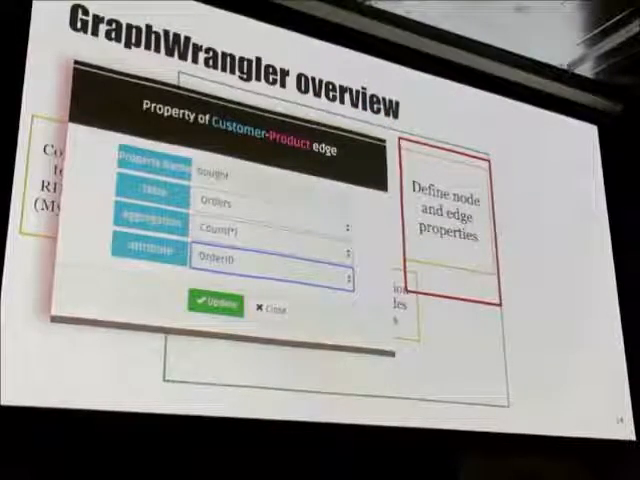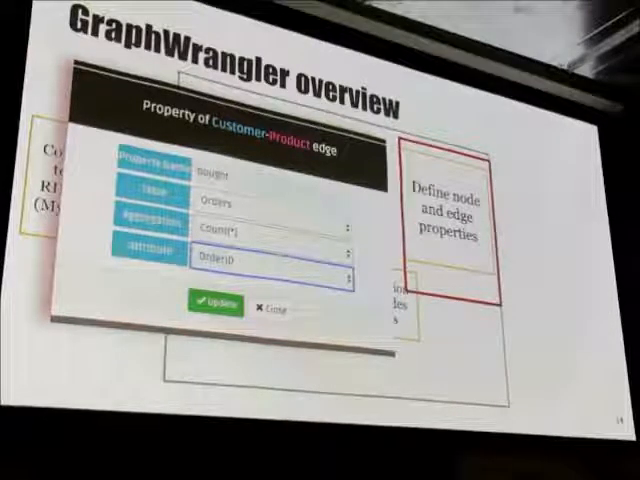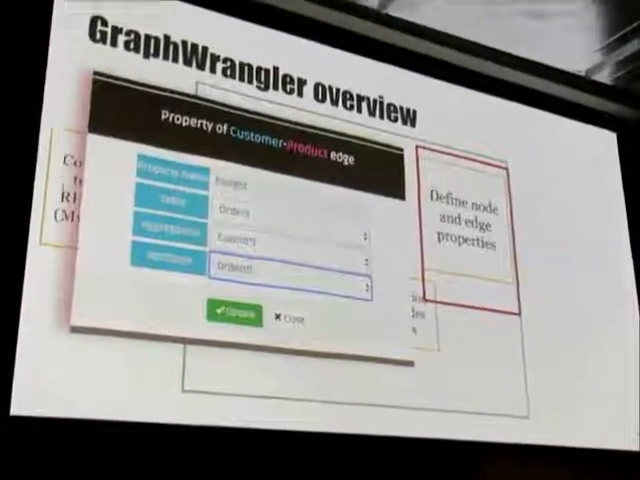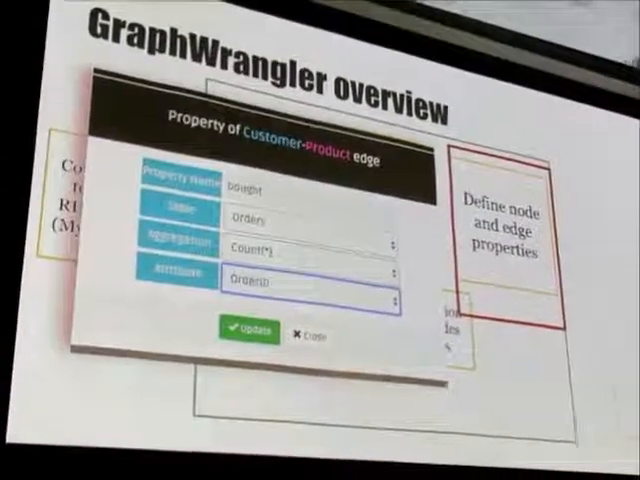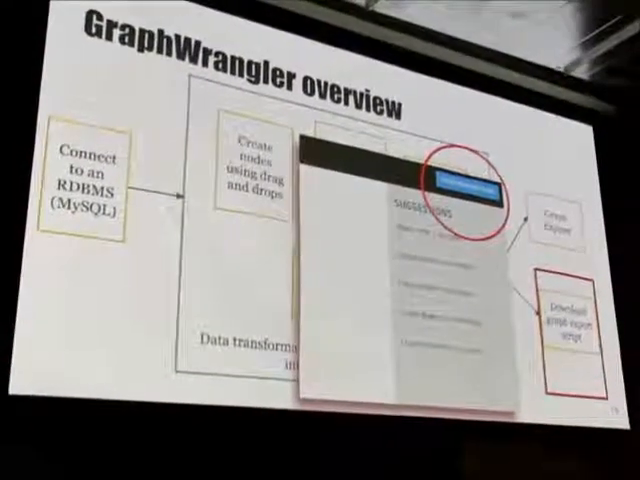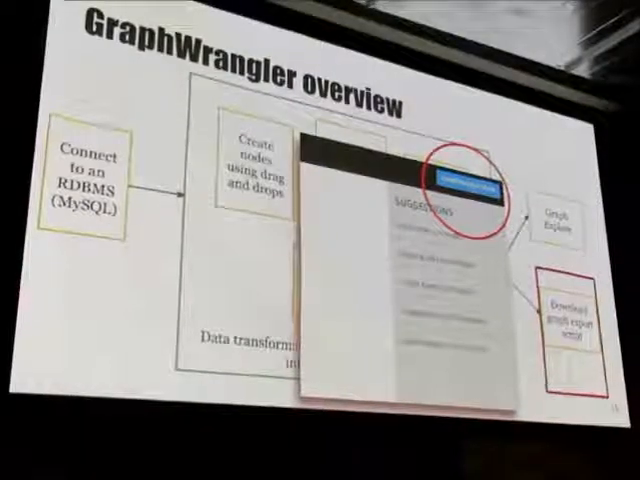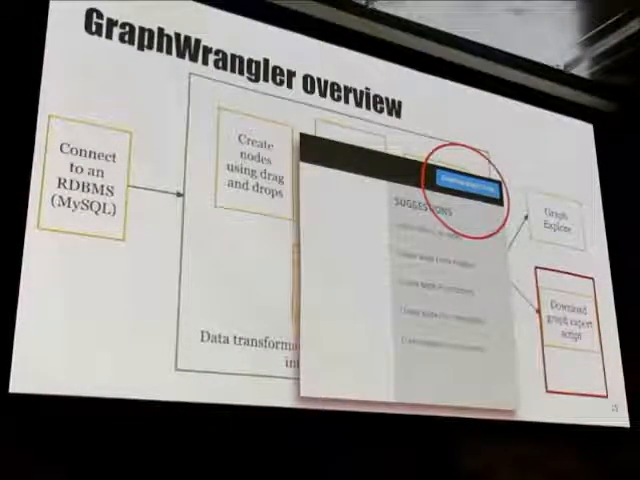GraphWrangler also supports node and edge properties. It can define them using the interactive framework. The properties include aggregations and column values. When you're done defining your graph, you can export. You can click on this button shown in this picture, and download the export script, an auto-generated SQL script that you can run afterwards to convert your whole database into a graph.